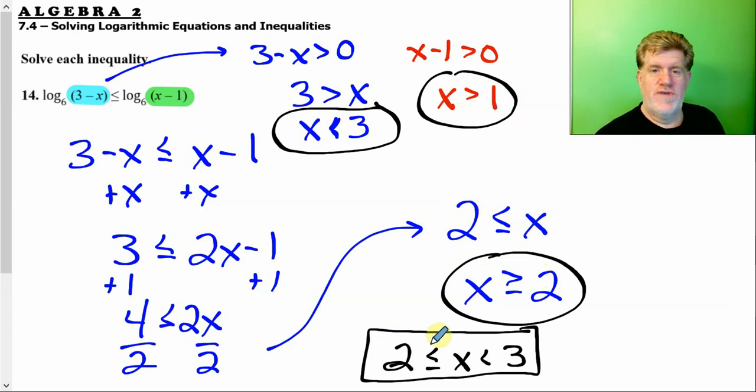So let's take a number like 2.5. Is 2.5 less than 3? Yeah. Is 2.5 greater than 1? Yeah. Is 2.5 greater than 2? Yeah. So if you think about it, all the numbers that are between 2 and 3 are the numbers that will work. Now, because this is less than or equal to, the equal to stays with the 2. But it cannot equal 3. Because if it equaled 3, this would be 0, and you can't take a log of 0. So that's why we have a less than or equal to and a regular less than.